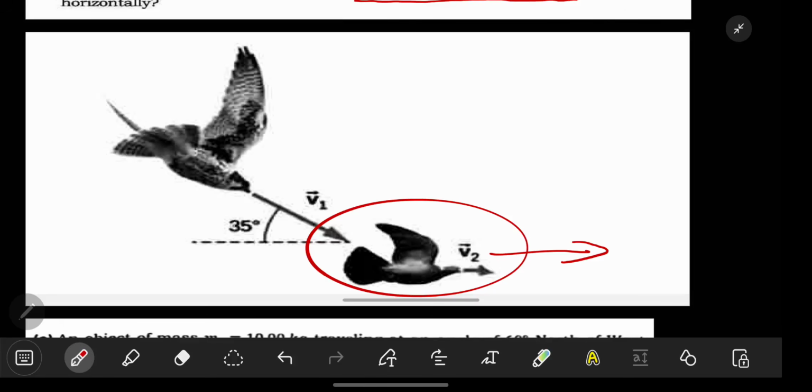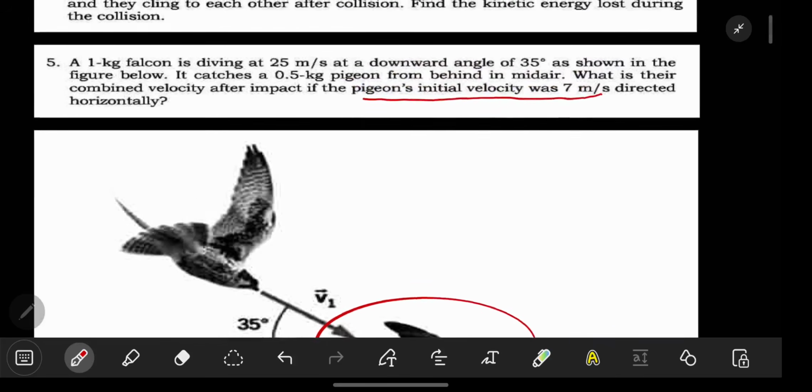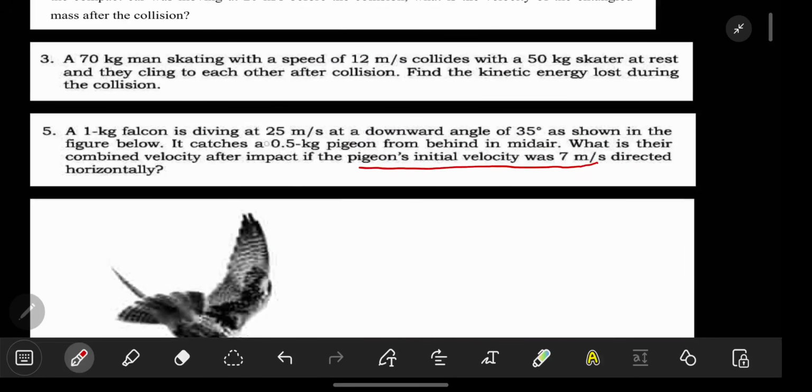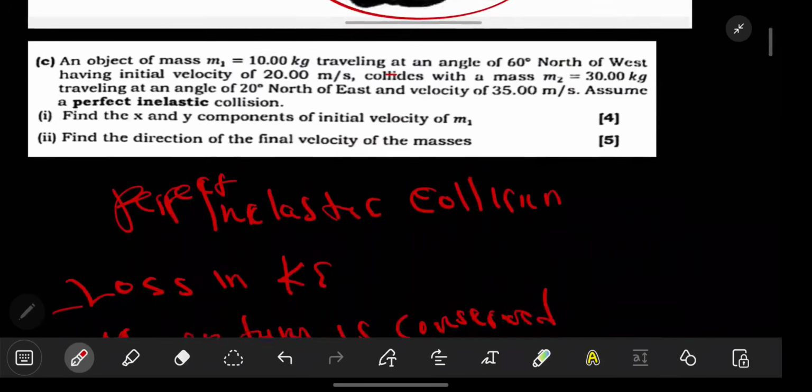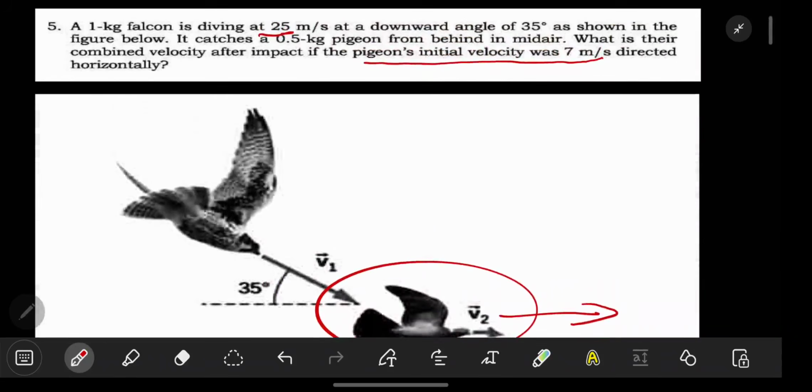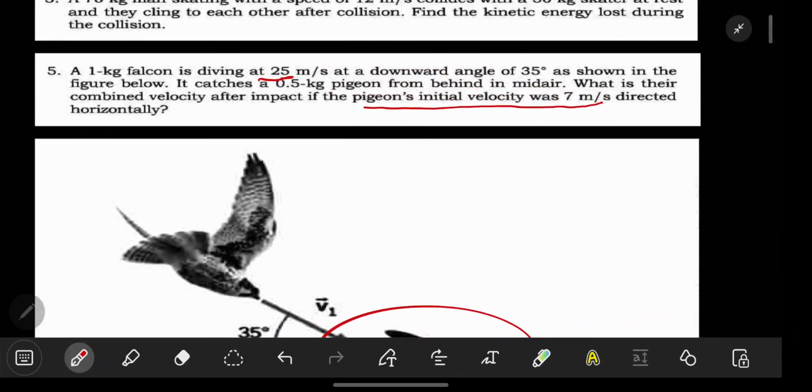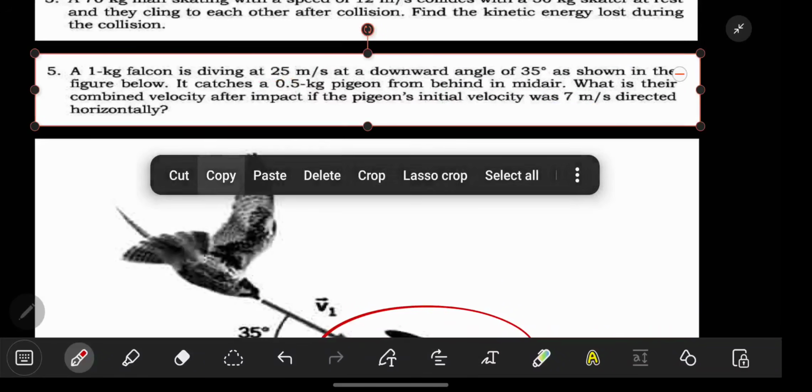So therefore, what are we going to do? Let's first resolve the falcon's velocity into x and y components. What are we going to have? Let's move these a bit. Copy this.